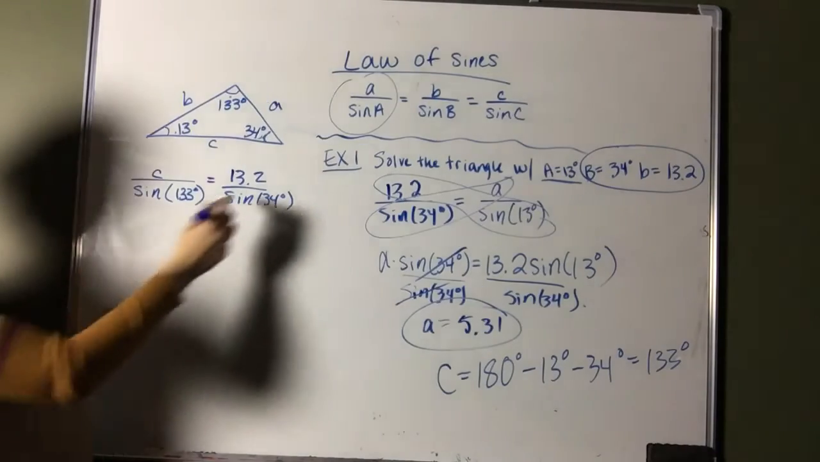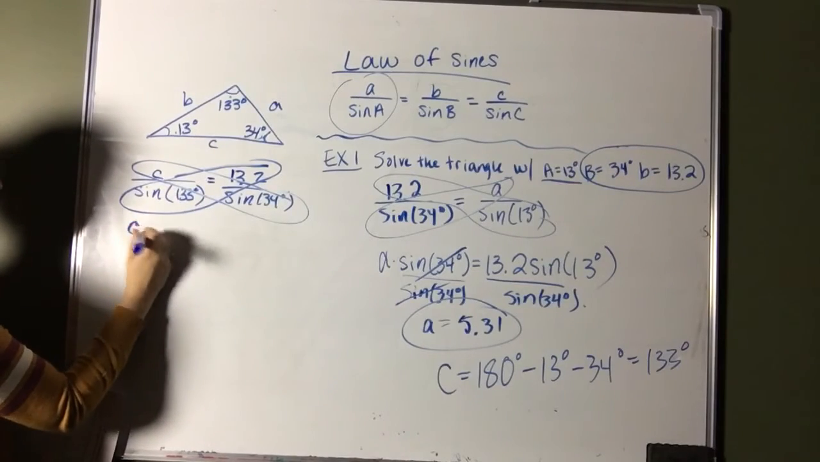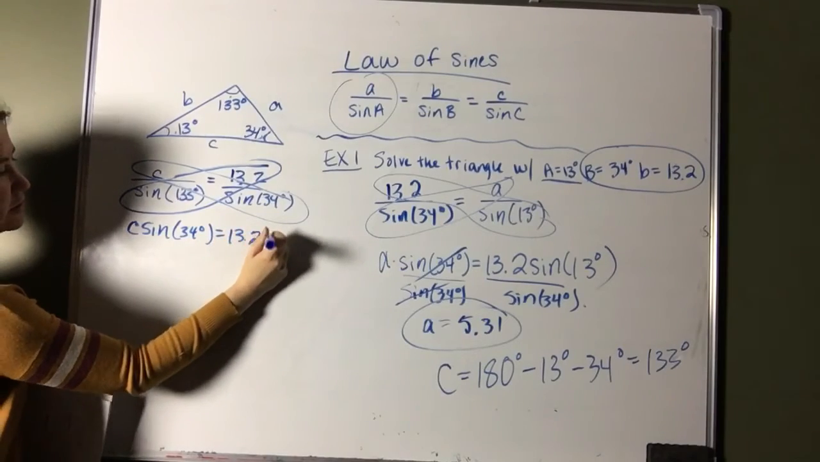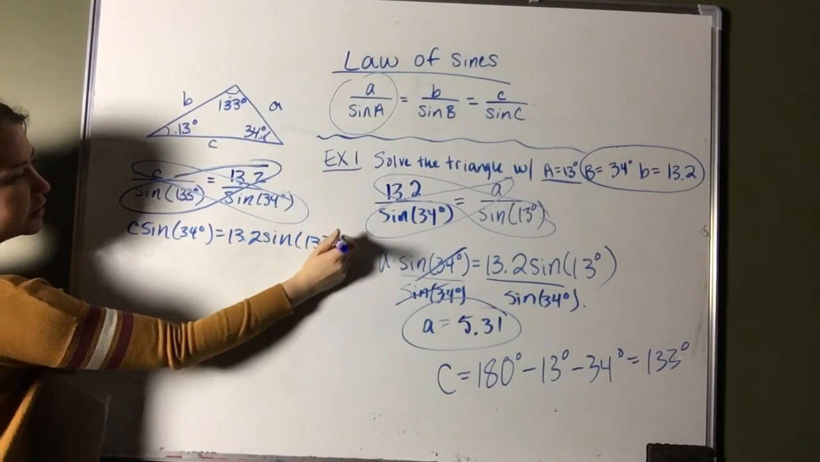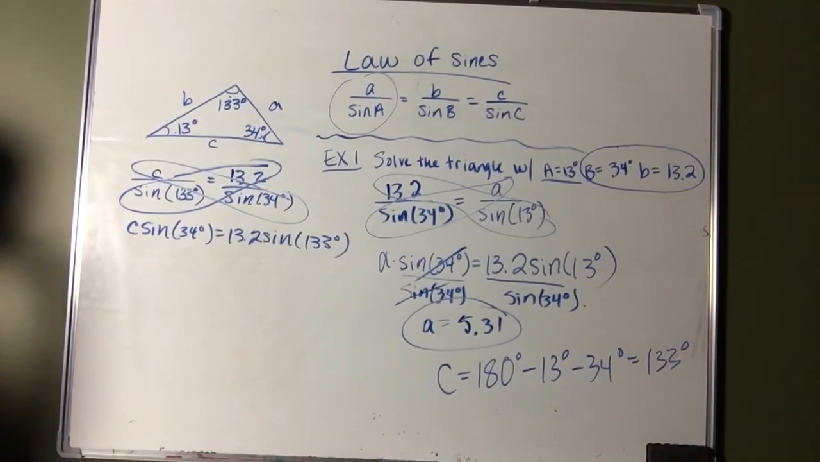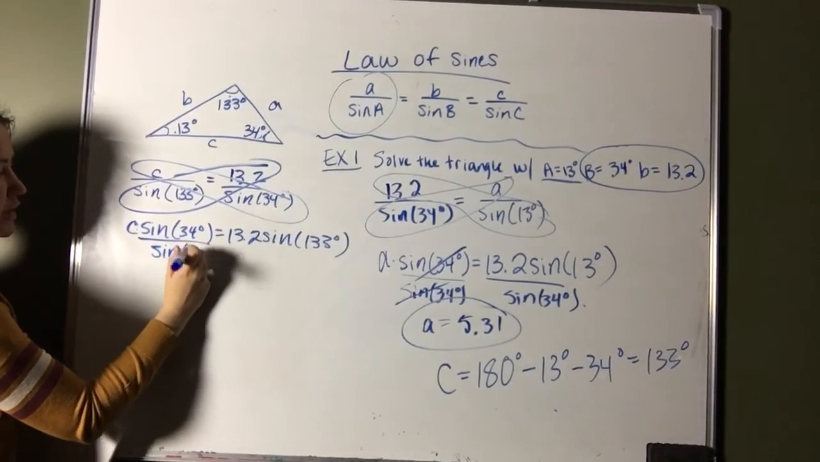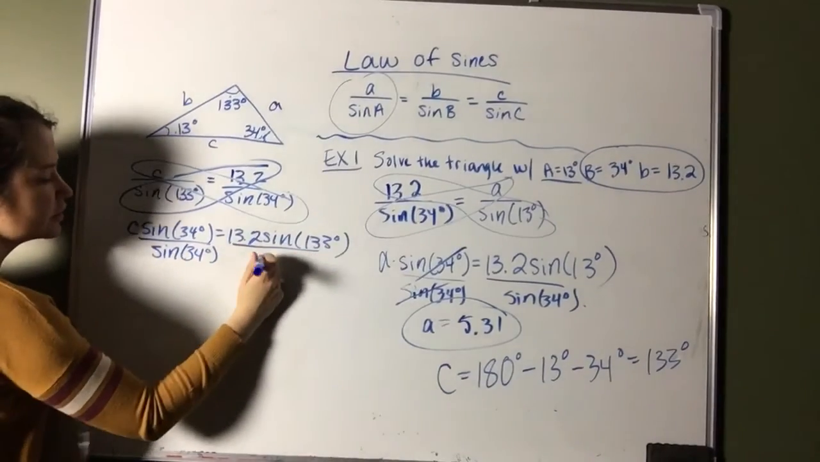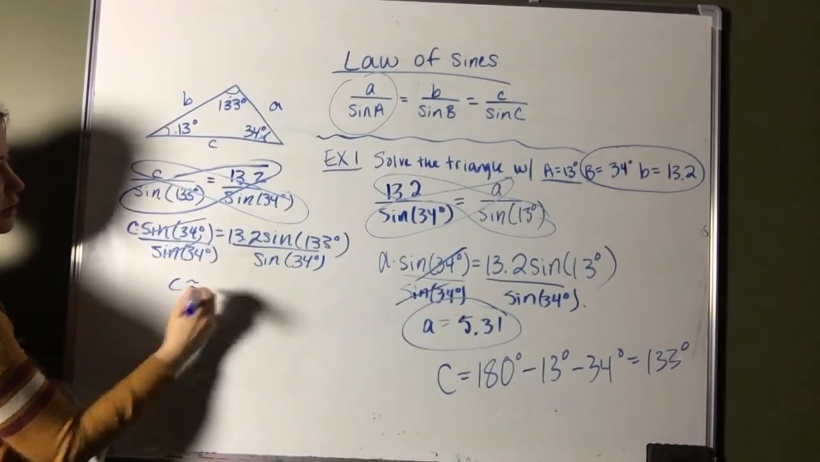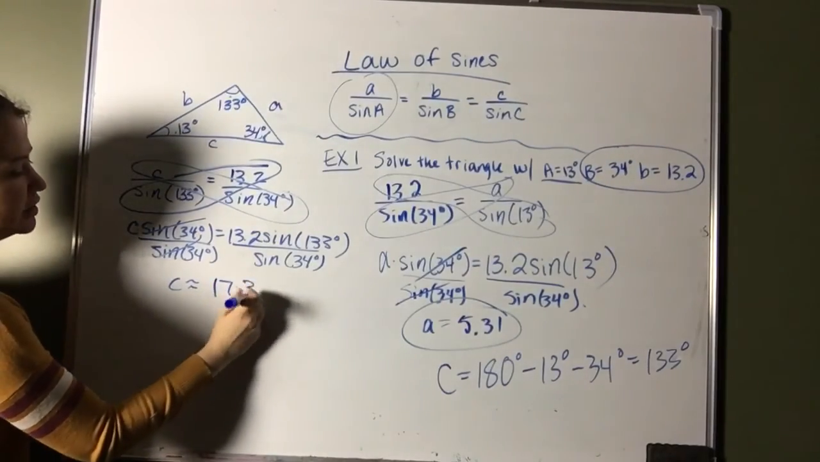All right, so then we're going to cross multiply again. We get c times sine of 34 equals 13.2 times sine of 133. Then to get c by itself, we'll divide. And if you type that in, which I did earlier, you get about 17.3.